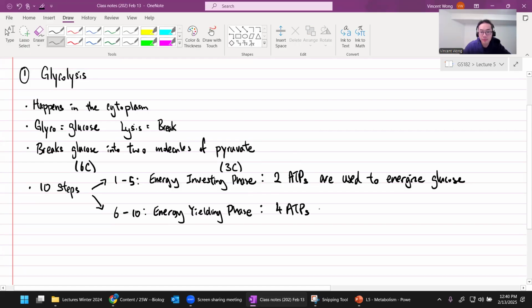ATPs are produced by substrate level phosphorylation, the process where the enzyme is going to take the phosphate from the donor and put it onto ADP. In addition, two NADH are generated.